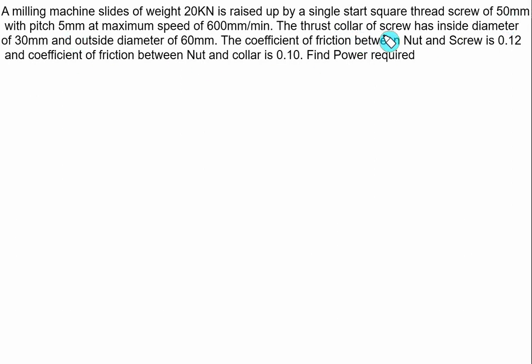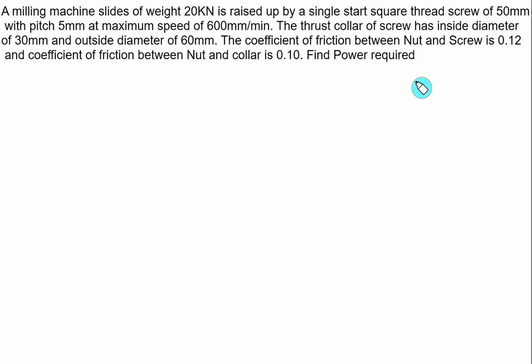The thrust collar of a screw has an inside diameter d1 and outside diameter d2. From this we can calculate the mean diameter of the collar. The coefficient of friction between the nut and the screw is 0.12, that is, the value of mu is given, and between the nut and collar, that is mu c, is given as 0.1. Power you have to find out.